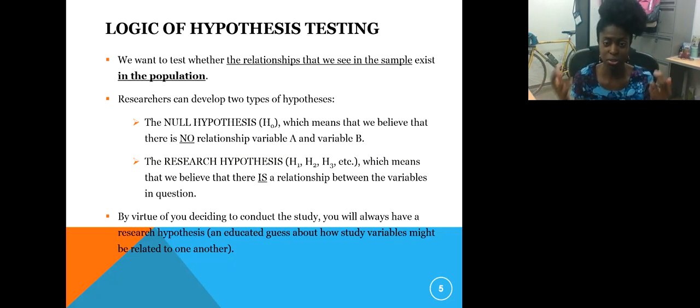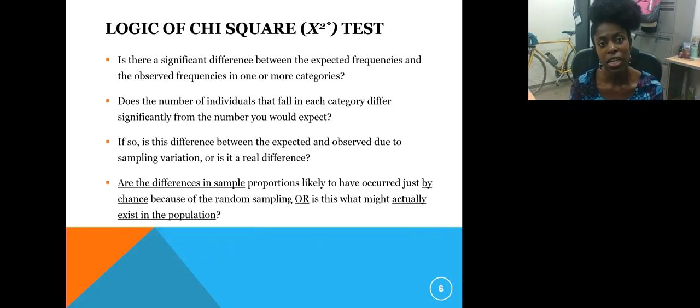We just know it intuitively, because null means no, zero, void, right? Null and void. And in the research hypothesis, we're expecting to see something. All right, so is there a significant difference between the expected frequencies and the observed frequencies in one or more categories? This is the logic behind the chi-square test.